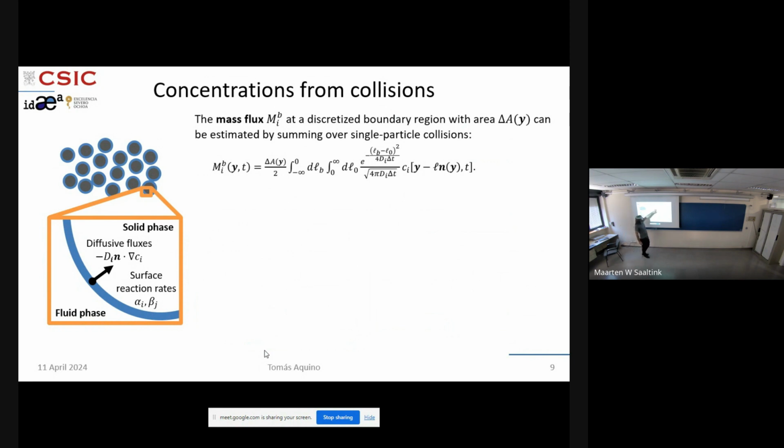Then there's two integrals here, right? Okay, so first there's this delta here. The 2 just comes from the way that you define these integrals. It's not really important for the intuition, I think. And the delta A tells you, you discretize your surface locally, the more surface you have, the more stuff is hitting. So then there's two integrals, right?